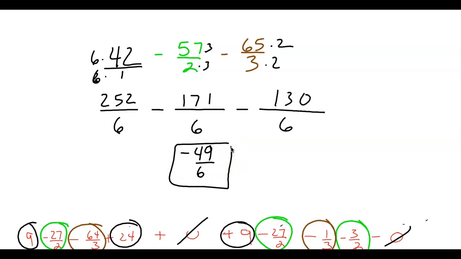As a decimal, if you guys decided to go the decimal route, you'd see something like negative 8.16 bar. That'll be it. That's a lot of work to do, I feel you. So that's going to help you appreciate the next part of our lesson here a whole lot. Okay?